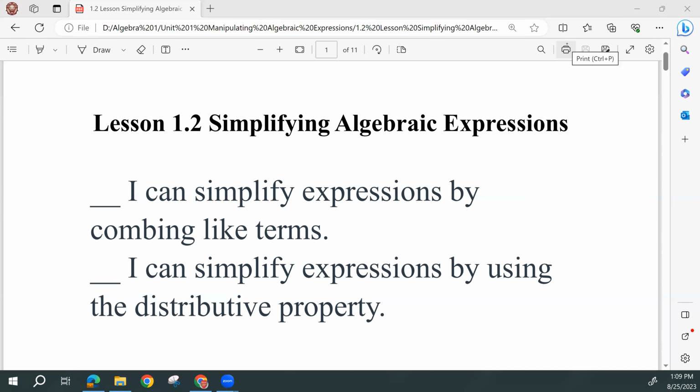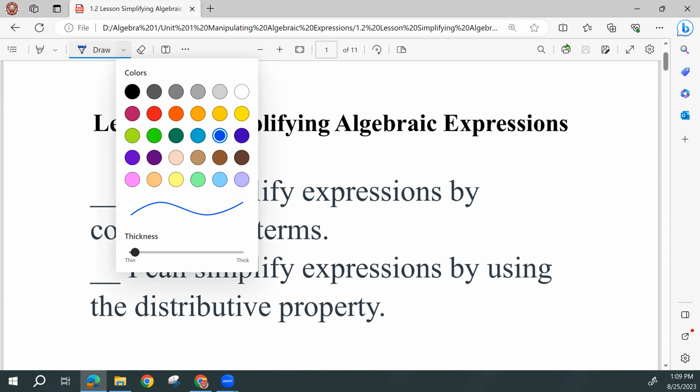Hey, all, today we're going to continue talking about algebraic expressions. Last lesson, we evaluated them by plugging numbers in, or substituting numbers, or replacing. And today we are going to simplify algebraic expressions. Again, a reminder that algebraic expressions are called expressions because there is no equal sign.